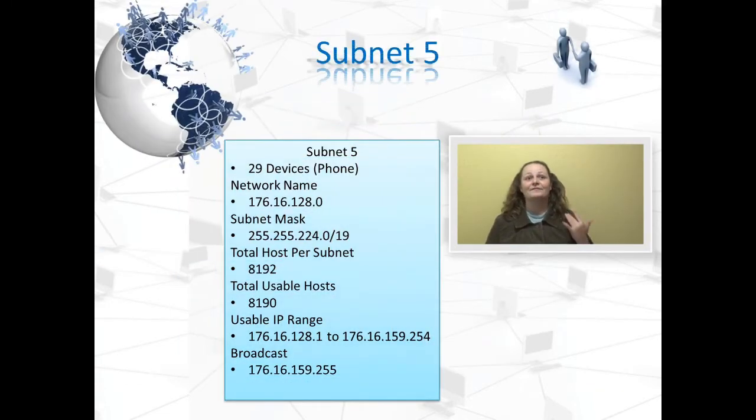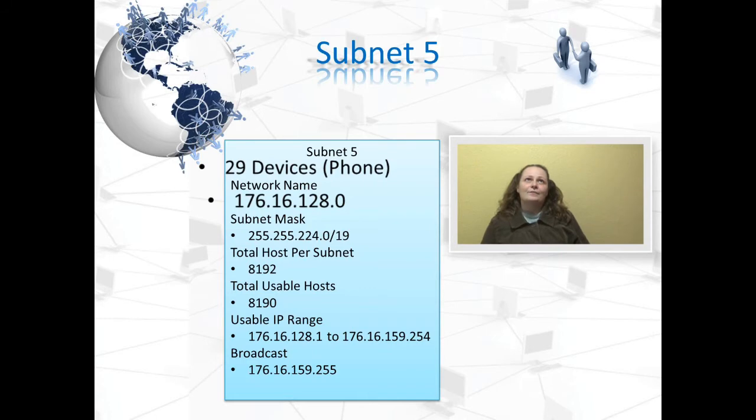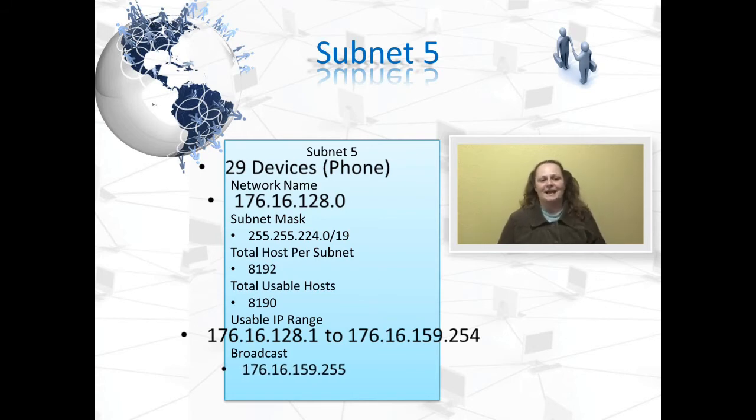The next subnet is phones. We're going to have 29 phones. Too bad they're not cell phones, because then I could text. Our network name is going to be 176.16.128.0. Now our ranges, the last 2 octets are the only ones going to change. It's going to be 128.1 through 159.254, and then our broadcast is going to be 159.255.